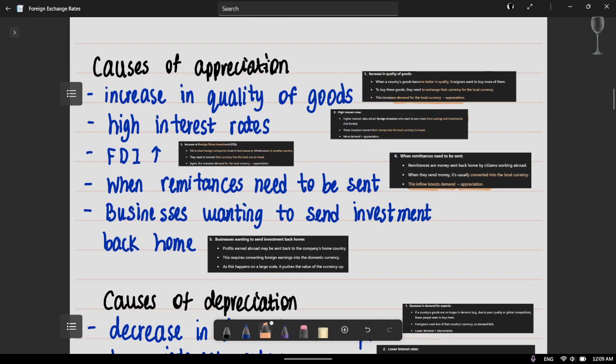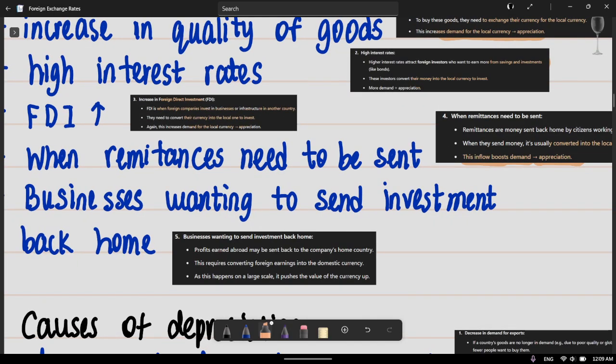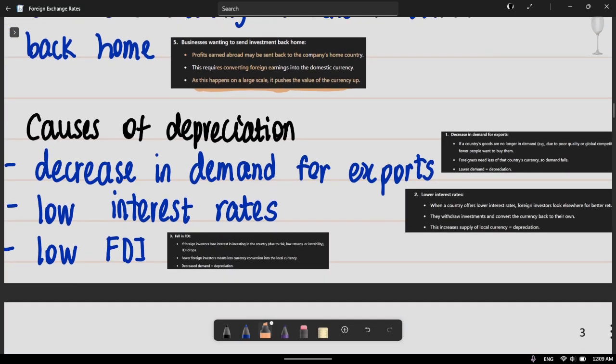Businesses wanting to send investment back home, the same thing as remittances. Okay, profits earned abroad may be sent back to the company's home country. This requires converting from foreign earnings into domestic currency. As this happens on a large scale, it pushes the value of the currency up drastically more, and it has more effect than the remittances, right?